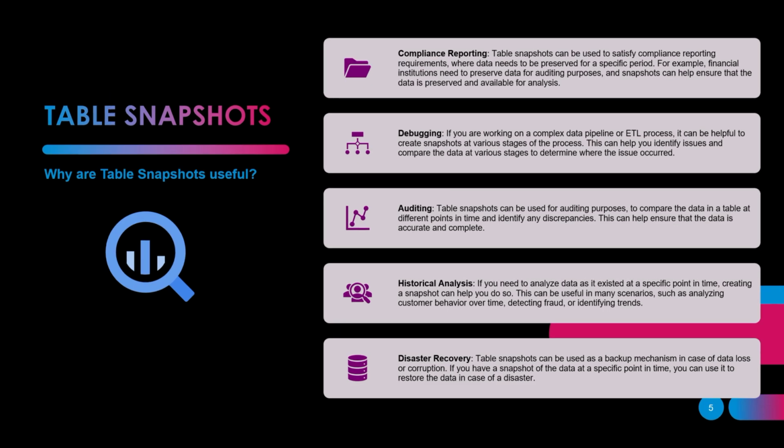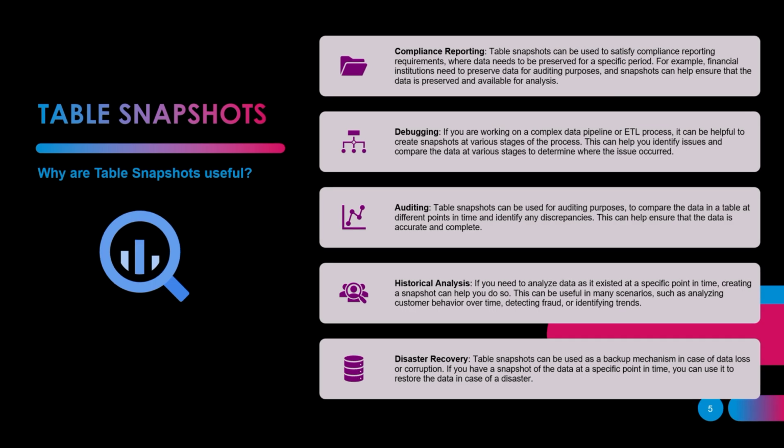For disaster recovery, you can use table snapshots as a backup mechanism in case you have any loss of data or any corruption in the data. So you can take multiple table snapshots and keep on dropping the older snapshots, and you can always create a fresh snapshot of your table. Then if there is an issue or there is a corruption of data, you can always restore it from this snapshot table.